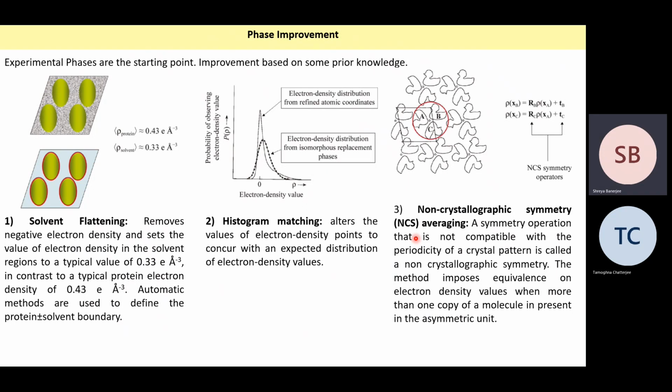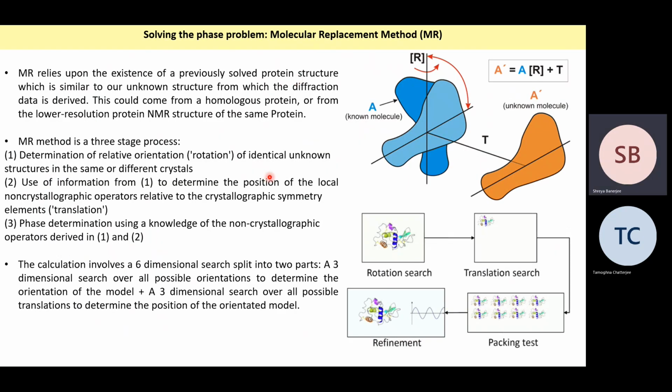Phase improvement basically means that once you know the phases, you can refine them to get more accurate structures. Another method of solving the phase problem is the molecular replacement method. However, it requires the existence of a previously solved protein structure, which is similar to our unknown structure from which the diffraction data is derived. So you can get the similar structure from a homologous protein or from a lower resolution protein NMR structure of the same protein.